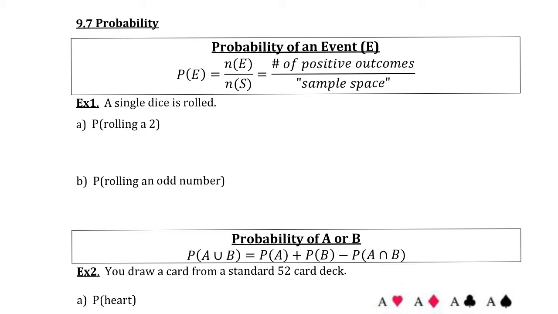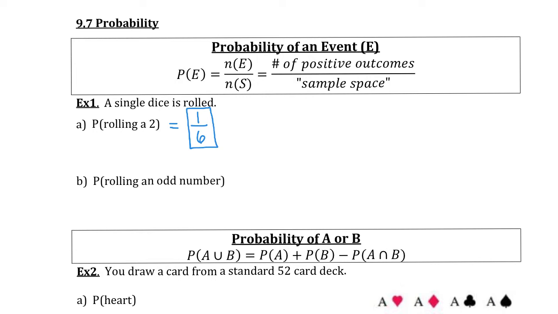The number of faces that have a 2, there's only one face that has a 2. The total number of faces on a die is 6. So the probability of rolling a 2 on a single die is 1 out of 6.